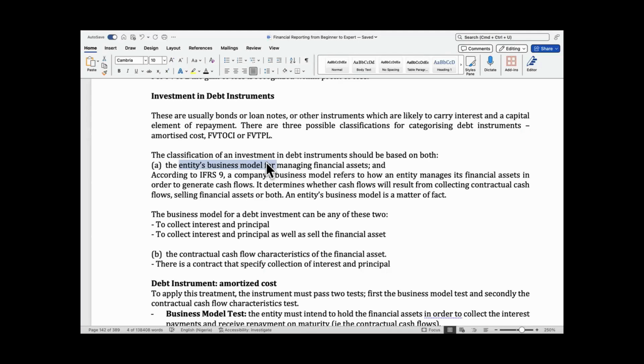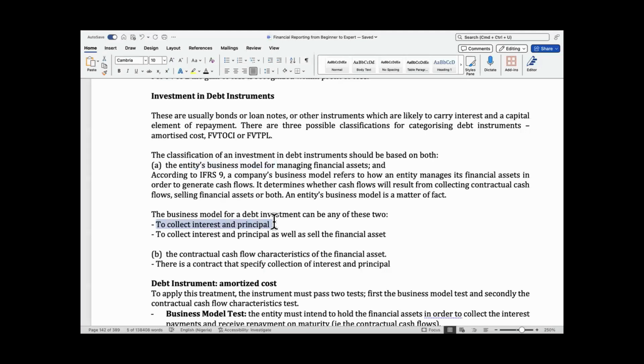So returning to what we are looking at today, debt investment. We are saying, what is your business model, which means how do you intend to make money from this investment? And you see, generally, for debt investments, there are 2 ways to make money. Number 1 is either you might want to solely collect interest and principal.